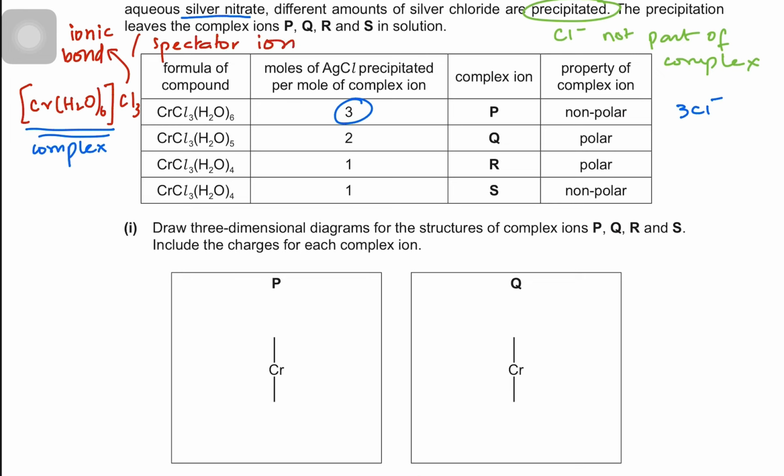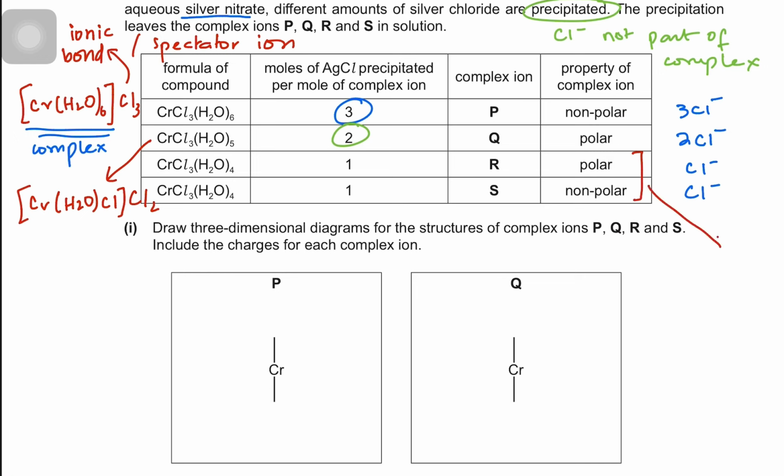So remember, precipitation can only happen if the ions are outside the complex. Similarly, if you are precipitating 2 chloride ions, it means that there are 5 water ligands, 1 chloride ligand, and the other 2 chlorides are just doing ionic bonding. The other 2 chlorides are just outside the square bracket because they are not part of the complex.